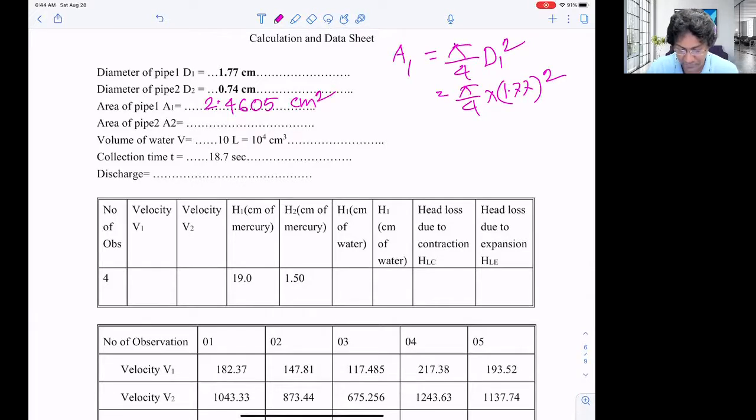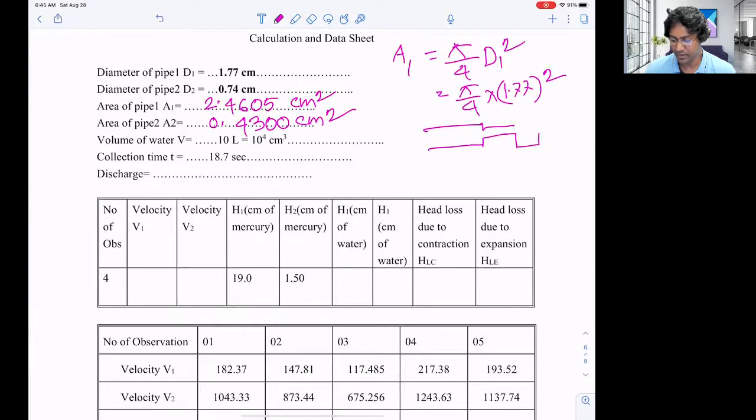And we have A2, so let me quickly calculate that one as well. 3.1416 divided by 4 multiplied by 0.74 squared. So we have the smaller diameter, 0.4300 centimeter squared, right?